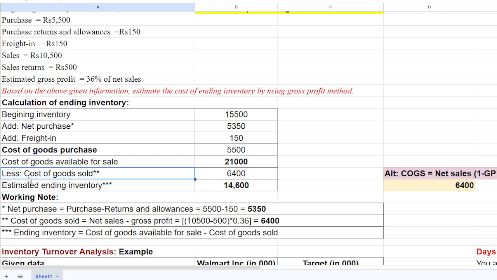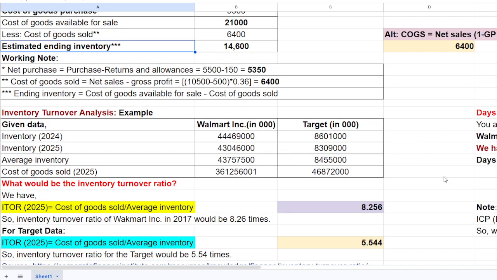And once you deduct the cost of goods sold, which is simply, if the net sales are 10,500 minus 5,000, it is 36%. That means simply net profit minus gross profit is 6,400. You can use it. This is the cost of goods sold. You can say it is simply 64% of net sales value. Directly you can do it. So our estimated ending inventory now is, friends, 14,600.